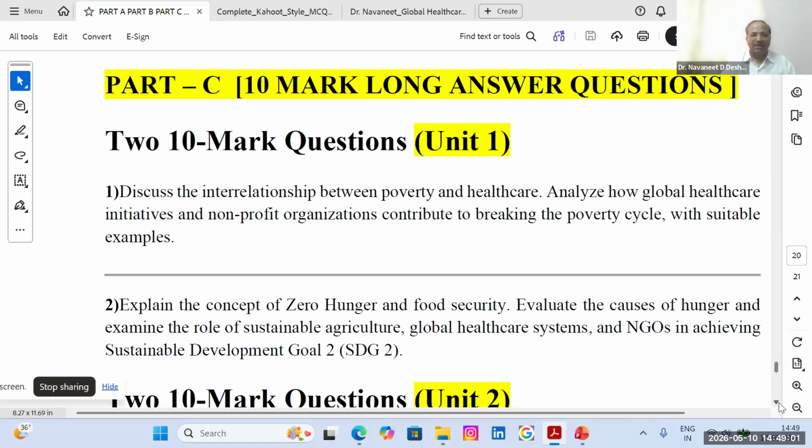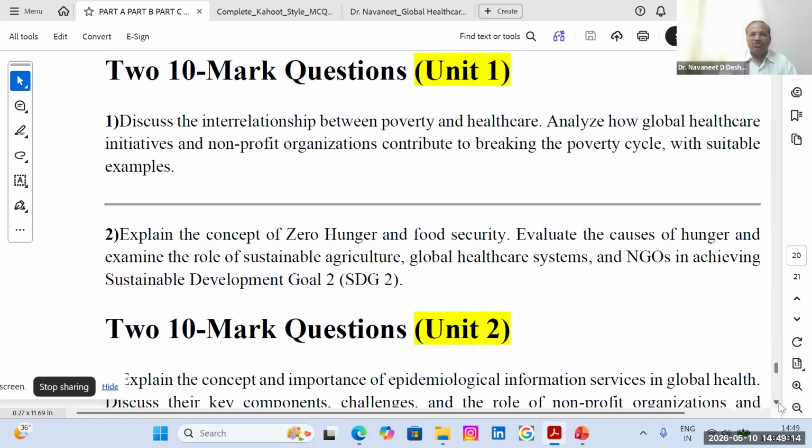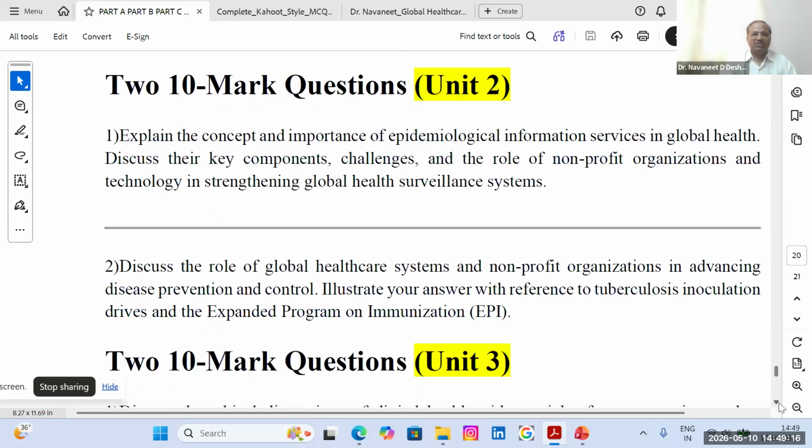The second question is, explain the concept of zero hunger and food security, evaluate the causes of hunger, and examine the role of sustainable agriculture, global healthcare systems and NGOs in achieving Sustainable Development Goal number 2. Unit 2 consists of the first question and second question.